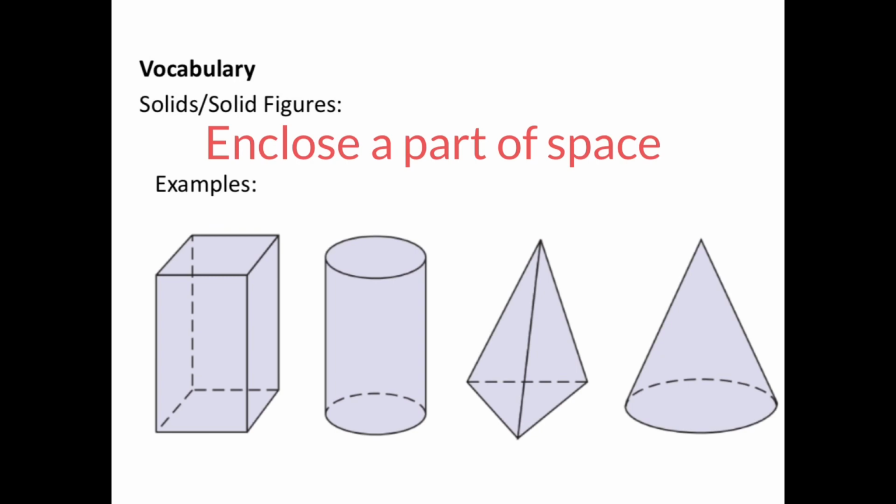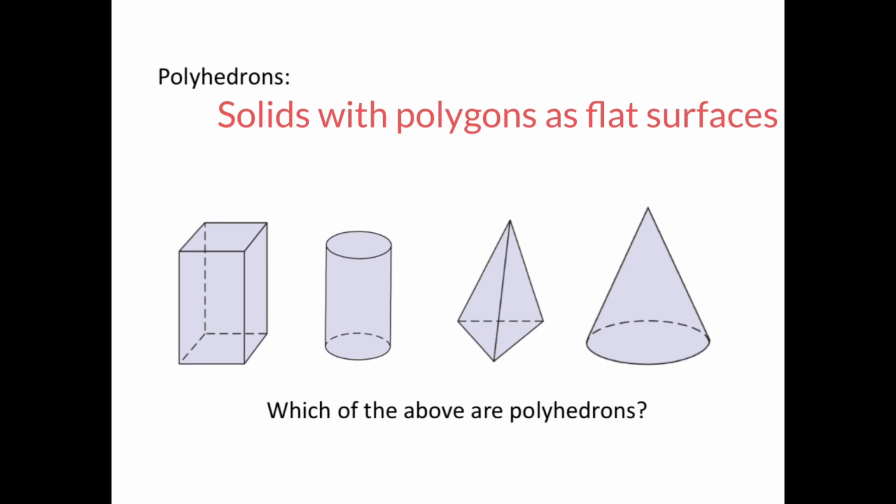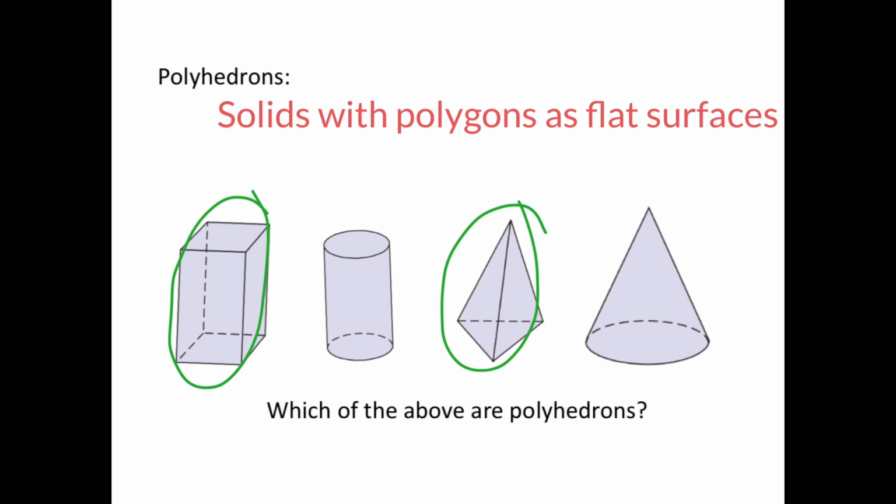Starting with some vocabulary, solids or solid figures are figures that enclose a part of space. Specifically, polyhedrons are solids with polygons as flat surfaces. So out of these four images, which of the above are polyhedrons? The first and the third are polyhedrons because they are the shapes that have polygons as their flat surfaces.